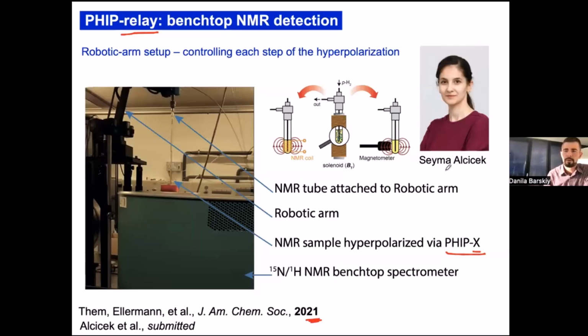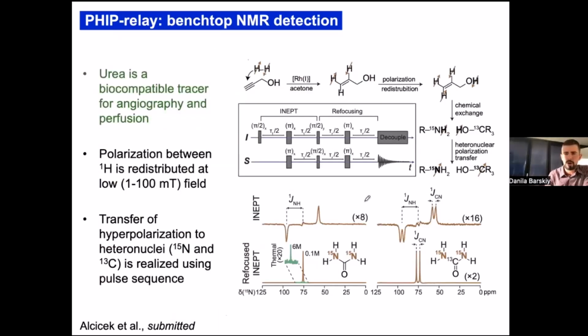This is work done by Dr. Shema Alchik, who is now at a medical center in Frankfurt. We used our robotic arm setup, which you saw a few slides previously. We also did parahydrogen bubbling at low field, and then robotically transferred our sample to the benchtop and did polarization transfer, if necessary, to different nuclei, for example N15. Polarization transfer can be done using the INEPT sequence. It's one of the very simple polarization transfer schemes and it's very well known. There are a lot of books and tutorials about how it works.